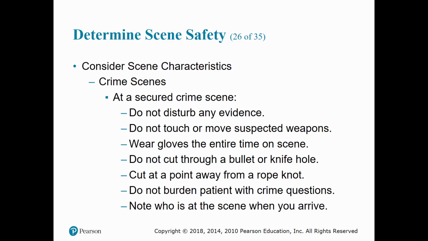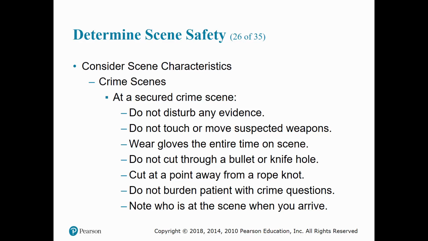If the patient is responsive, do not burden them with questions about the crime. Treat their injuries and transport them. This is because they're possibly going to be showing extremes of emotion, so you need to be sure to handle those emotions, but you don't want to worsen them.